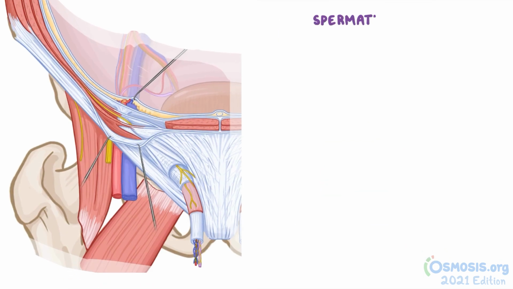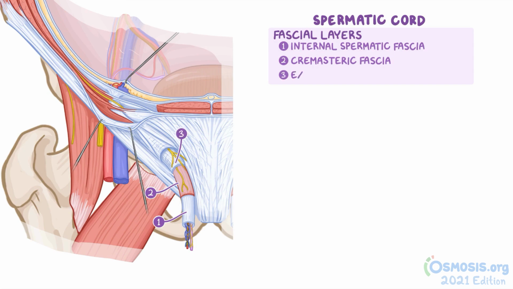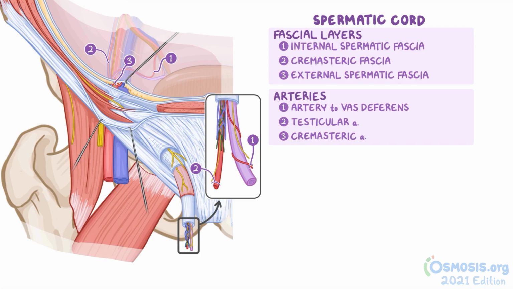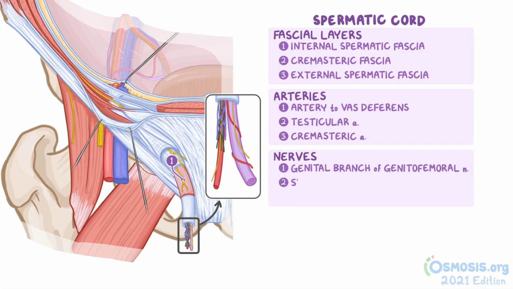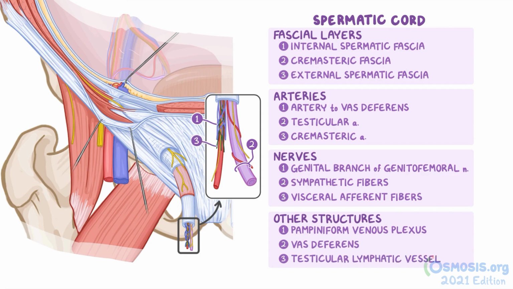The male's spermatic cord consists of 3 layers, which are the internal spermatic fascia, the cremasteric fascia, and the external spermatic fascia. It carries 3 arteries, which are the artery to the vas deferens, the testicular artery, and the cremasteric artery, 3 nerves, namely the genital branch of the genitofemoral nerve, sympathetic fibers, and visceral afferent fibers, and finally 3 other structures, which are the pampiniform venous plexus, the vas deferens, and the testicular lymphatics.